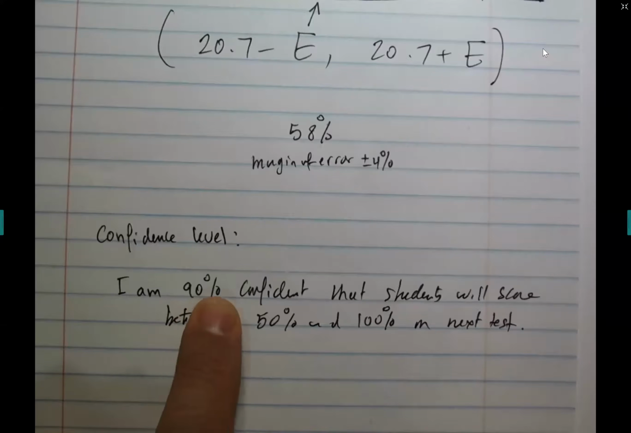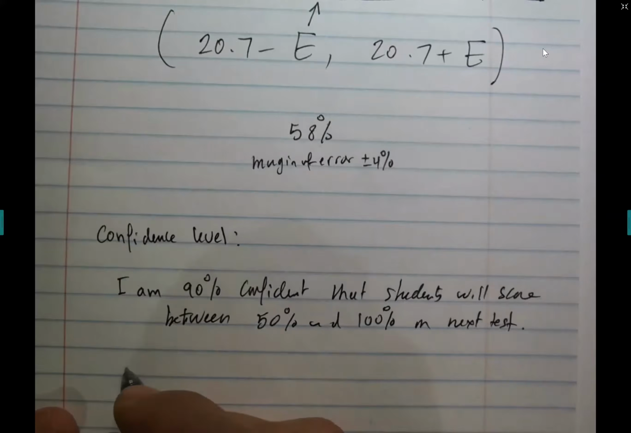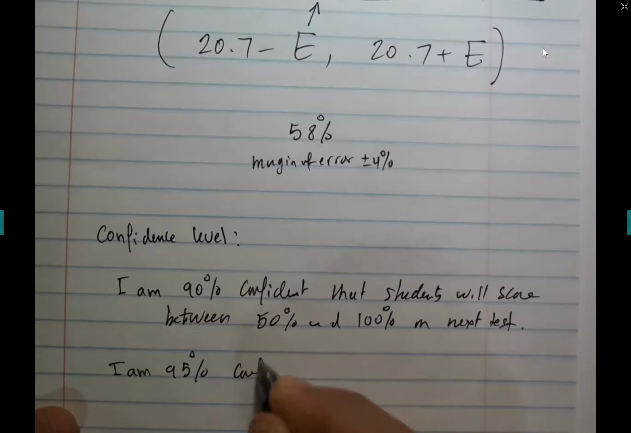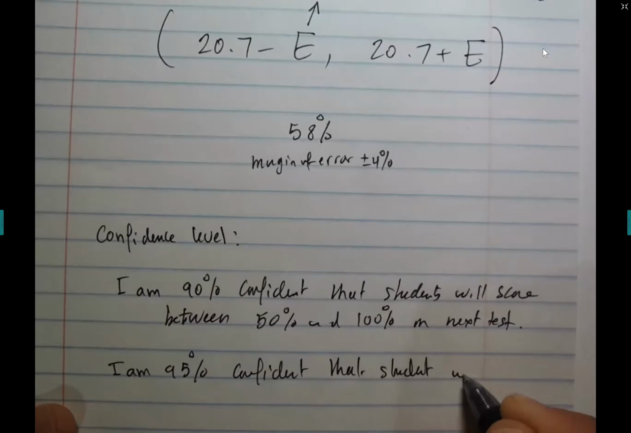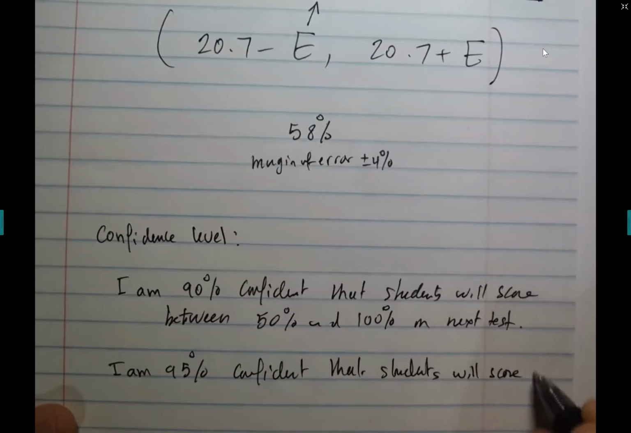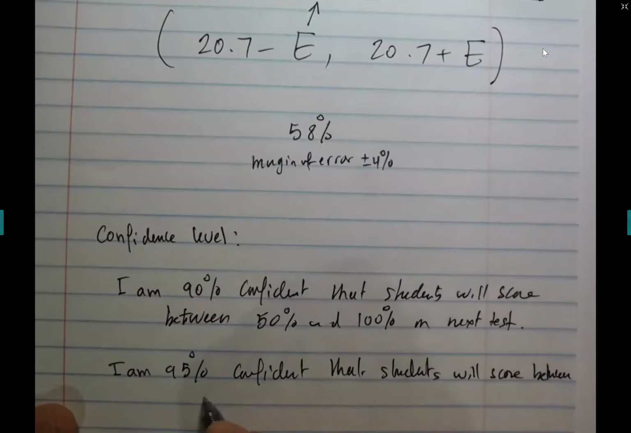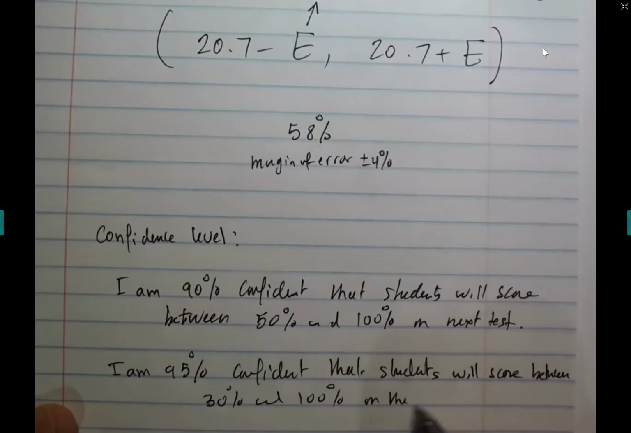It's just 90% confidence. Is this a high level of confidence? Yeah, it is a high level of confidence, 90%. But there are some other high levels of confidence that I'm going to share with you and that we will be using in this chapter. There is a 95% chance. I'm 95% confident that students will score between 30% and 100% on the next test.